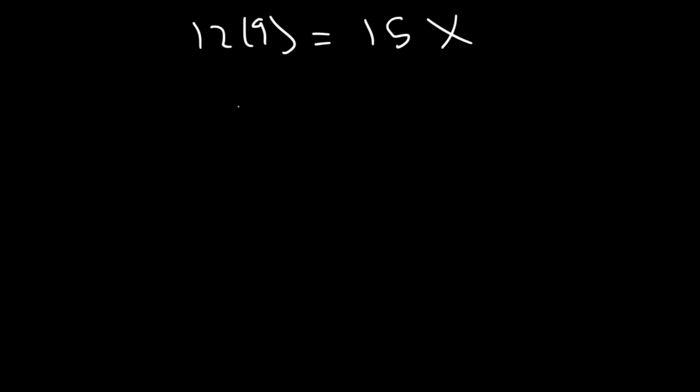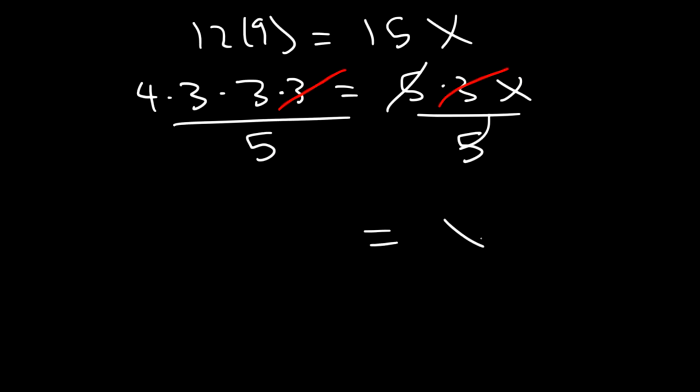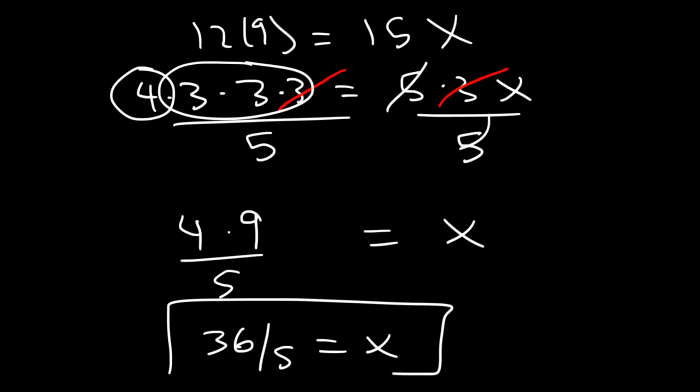Well, let's simplify before we multiply. 12 is 4 times 3, and 9 is 3 times 3. 15 is 5 times 3. So we can at least cancel a 3. Now let's divide both sides by 5. So on the right side we have x. On the left side we have 4 times 9, which is 3 times 3, divided by 5. So it's going to be 36 divided by 5. So that's the value of x.